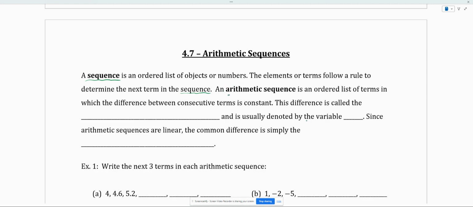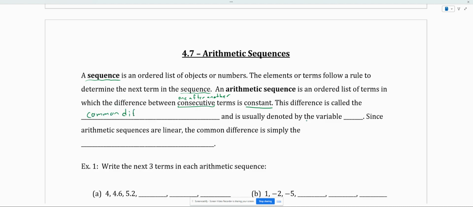An arithmetic sequence is an ordered list of terms in which the difference between consecutive terms, okay, so consecutive means one after another, is constant. It's always the same, which rings a bell with linear relations. They have to be changing at a constant rate, consistency. This difference is called the common difference.